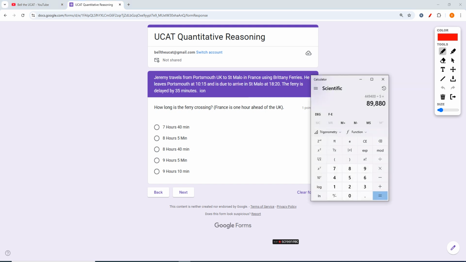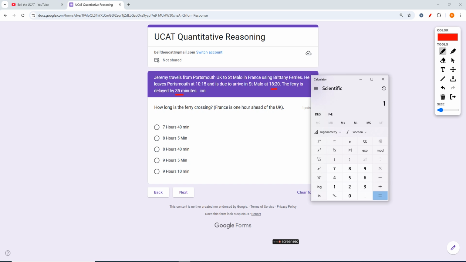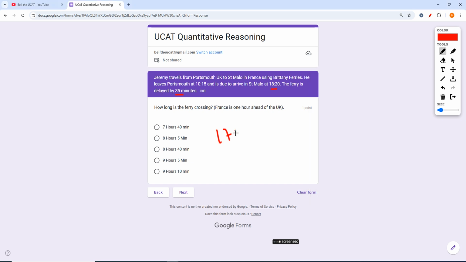18:22 becomes what? 18, sorry. Beg your pardon, don't need to rush it. 18:22 plus 35. Hopefully you agree. 18:55 minus 1. That's 17:55. Why did we minus 1? Because it says 1 hour ahead. So 17:55 started at 10:15.